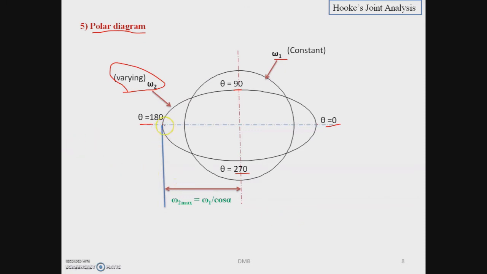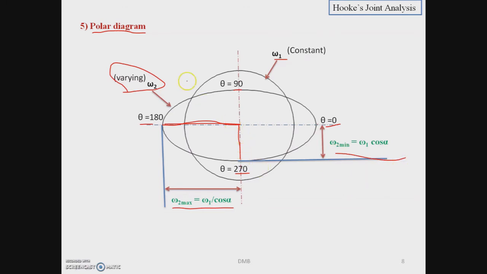Now the semi-major axis of this ellipse will be the magnitude of the maximum velocity of the driven shaft. We know that the maximum velocity of the driven shaft is equal to omega 1 upon cos of alpha. So the value of omega 1 upon cos of alpha is the semi-major axis of this ellipse. Similarly, the semi-minor axis of this ellipse defines the minimum speed of the driven shaft, which is equal to omega 1 into cos of alpha.